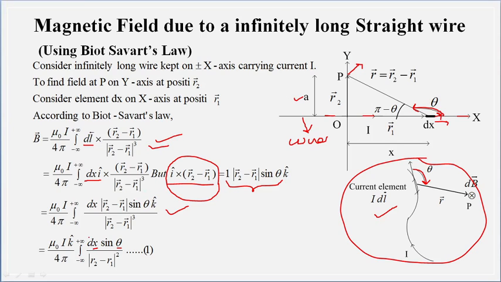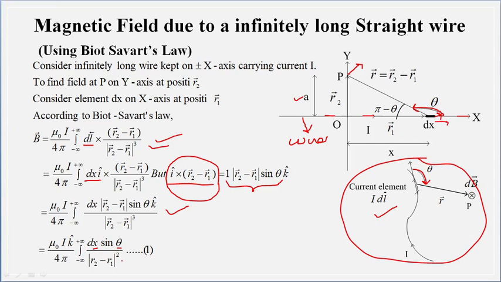So now in this case, there are three variables. The integrand contains three variables: x, theta, and vector R1. It is not possible to integrate a quantity containing three variables. The integrand should contain only one variable. Integrand means what is there inside the integral. So it's not possible for us to integrate it.